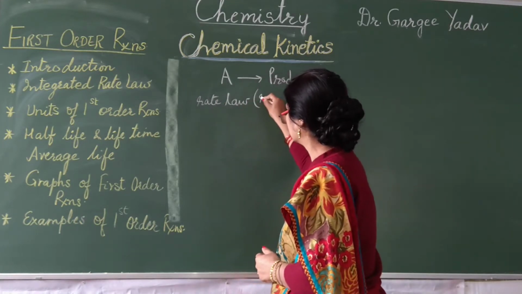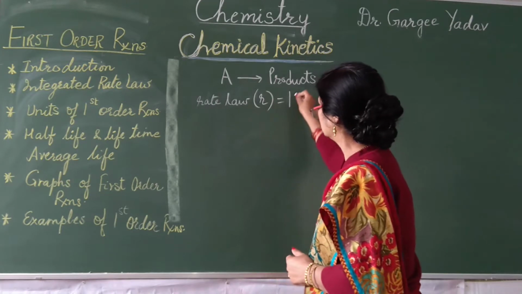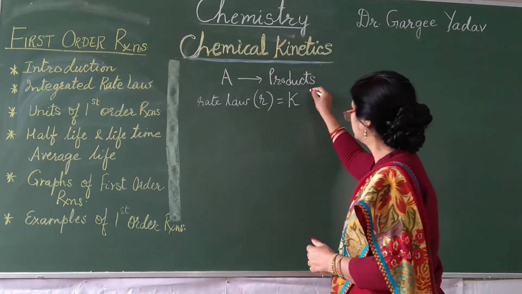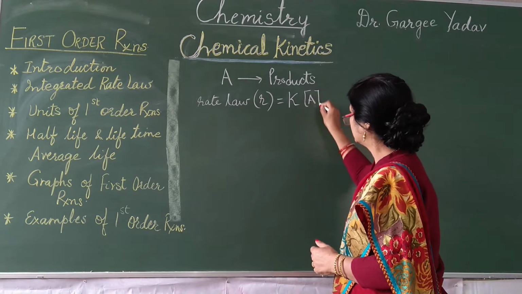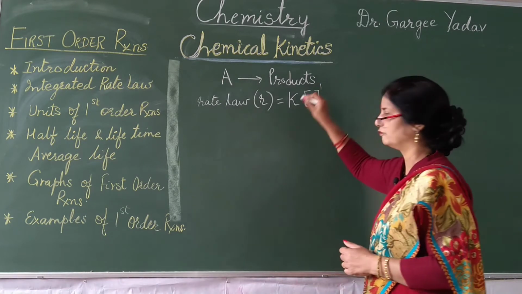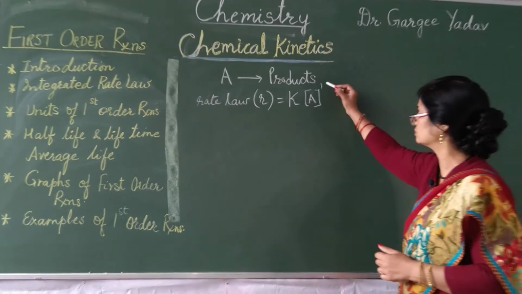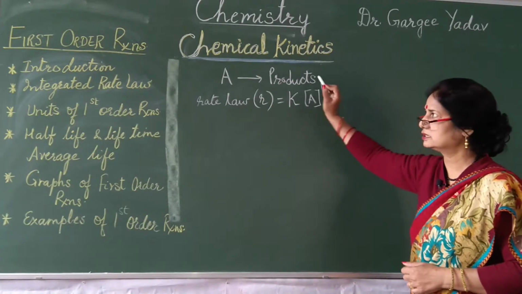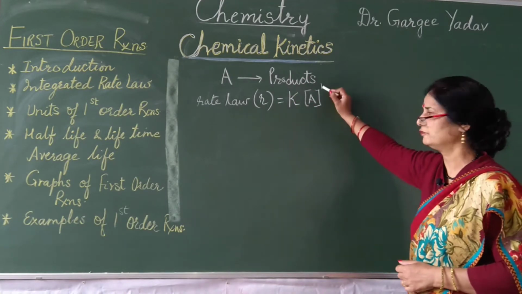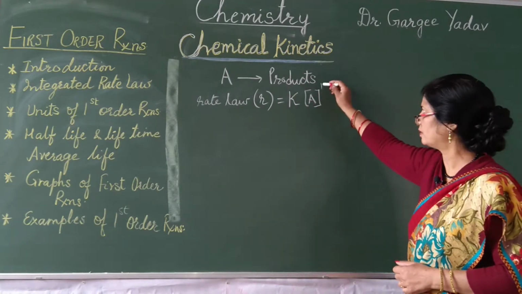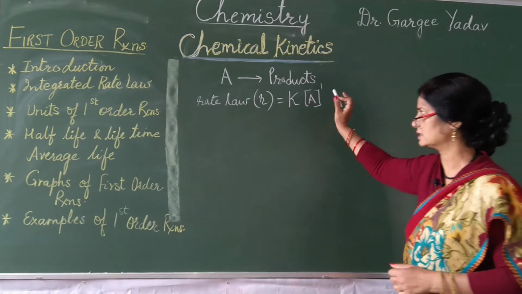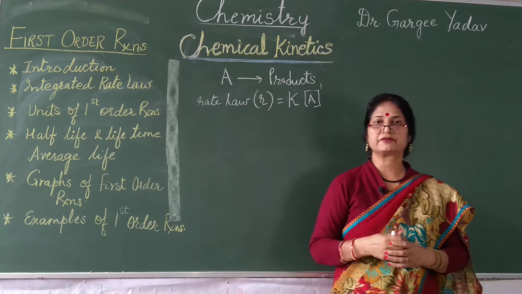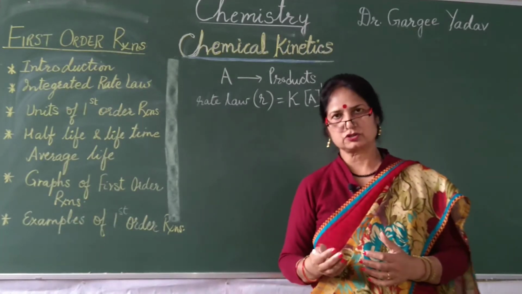The rate law I can write R. This will be equal to the rate constant K multiplied by the concentration of one reactant only. I have written this one. What is one? One is the order of the reaction, and since it is a first order reaction, I have written one over here, and simply raised to power 1 will remain A. You understand that much.